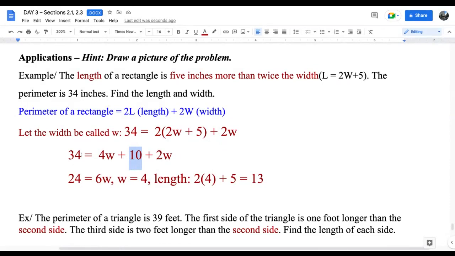I move this 10 to the left-hand side. 34 minus 10, that's 24. I divide by 6 on both sides, so W equals 4. The length is 2W plus 5, so 2 times 4 plus 5, which is 13. Any questions?